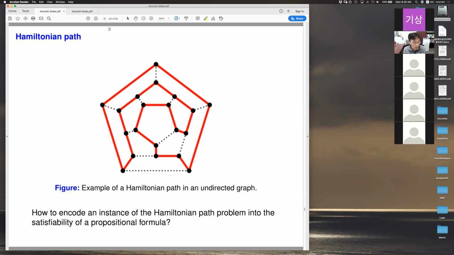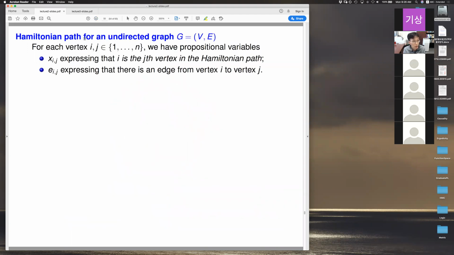Just like before, the key part of this encoding, to solve this Hamiltonian path problem using SAT solving, is to come up with a set of Boolean propositional variables and attach appropriate interpretations to these Boolean variables. So we express this problem in terms of Boolean variables. Here's a key step of this encoding. We're going to introduce two sets of Boolean variables, x_ij and e_ij.